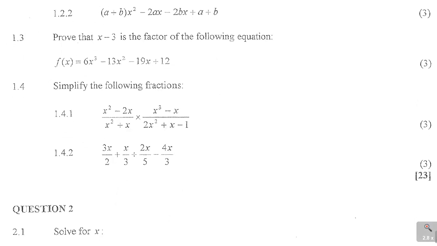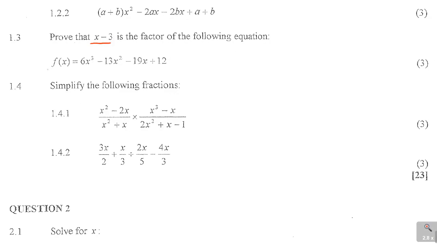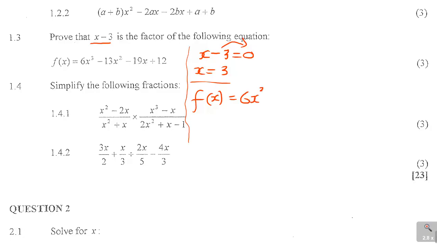Now it says prove that x minus 3 is a factor of the following equation, and in here we are given f of x. This is not difficult, it's 3 marks, but it's a given. So first thing is you say x minus 3, you equate that to 0, take negative 3 to the other side, we have got x is equal to 3. Now if we take that f of x, remember you're given f of x is equal to 6x cubed minus 13x squared minus 19x plus 12.